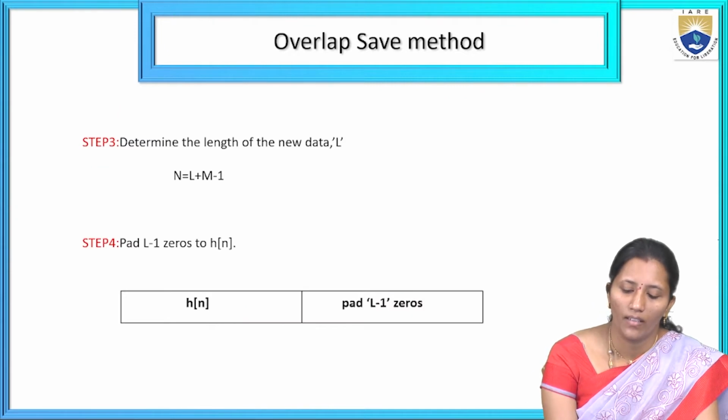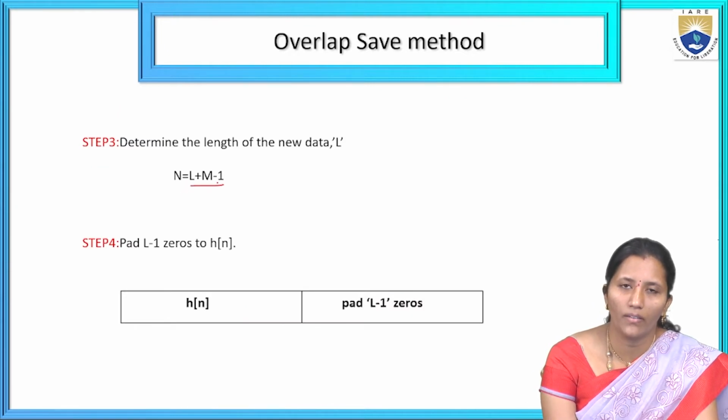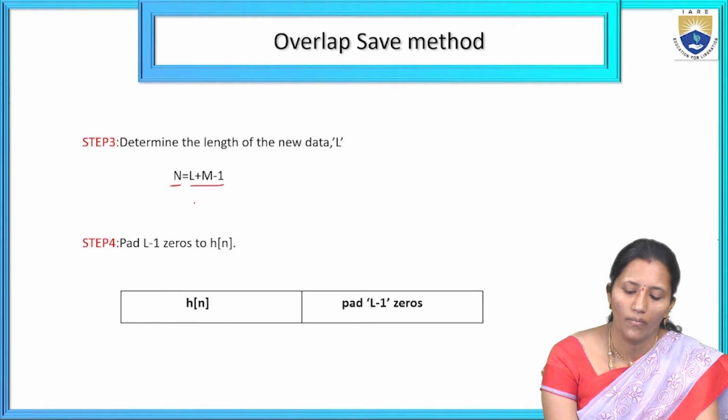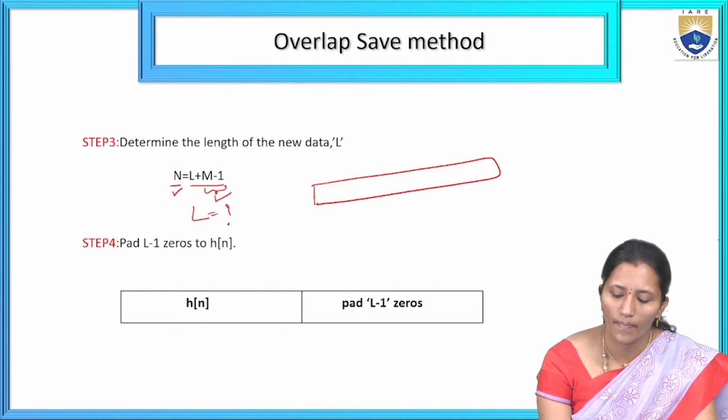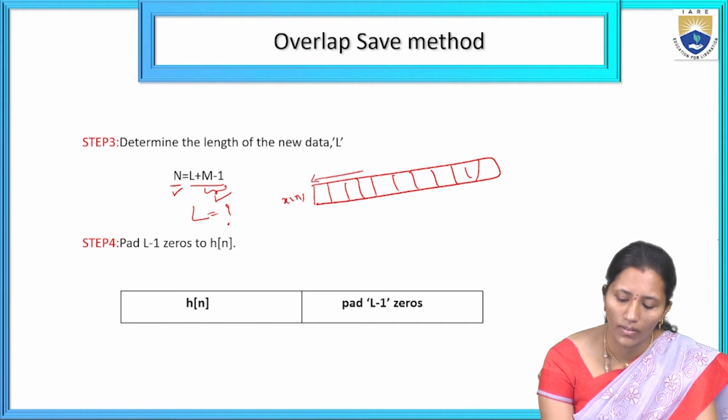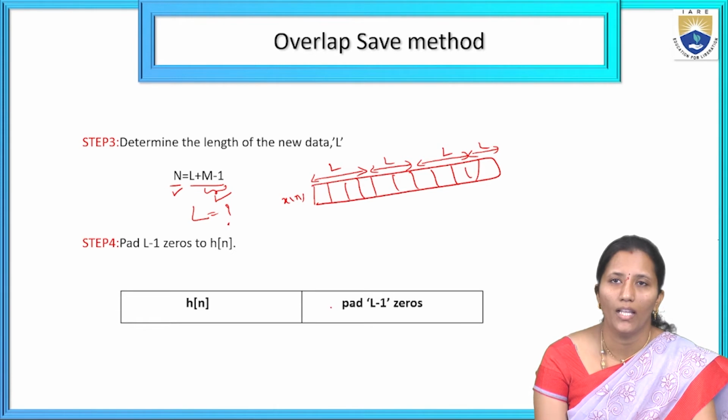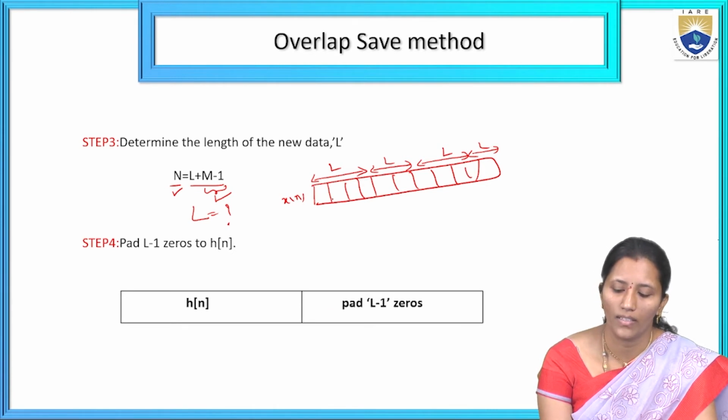We know that in linear convolution, the length of the sequence is L plus M minus 1. Here we are assuming the N value. We know the N value and we know the M minus 1 value. From that we should find the L value. Here L relates to the input x of n, which should be divided into L samples. Each block of the input x of n should be marked as L samples.